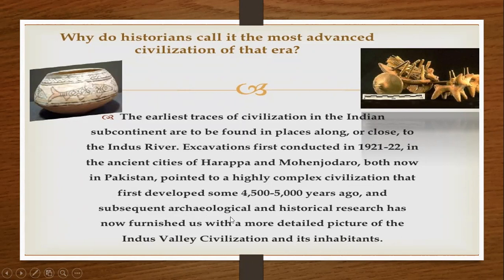And subsequent archaeological and historical research has now furnished us with a more detailed picture of the Indus Valley civilization and its inhabitants. Now we know that this civilization was about 5,000 years ago and its discovery started in 1921. It was close to the Indus River, and the main information we got about this civilization comes from two main cities, Harappa and Mohenjo-daro. Both are present in Pakistan.